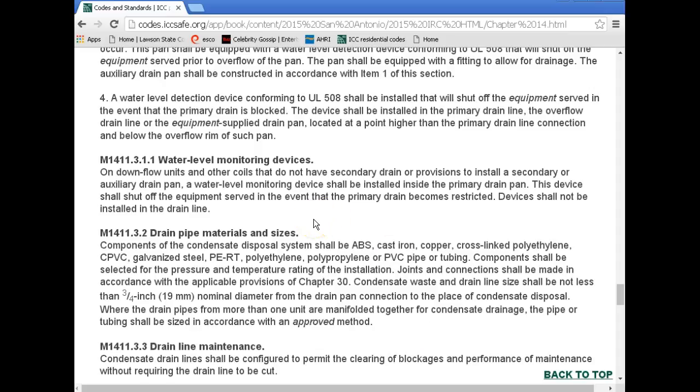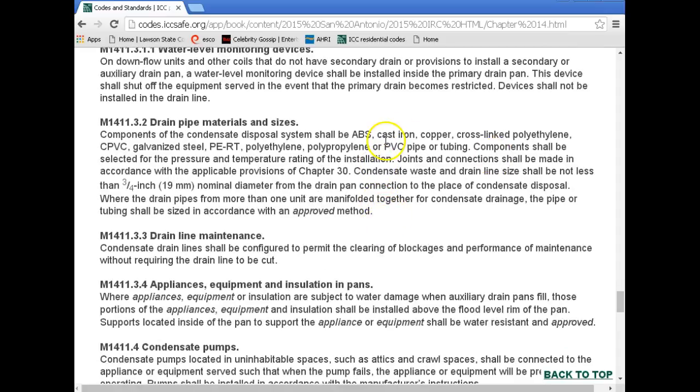Let's see, water level monitoring devices on downflow units and other coils that do not have a secondary drain or provisions to install a secondary or auxiliary drain pan. A water level monitoring device shall be installed inside the primary drain pan. This device shall shut off the equipment served in the event that the primary drain becomes restricted. So you can have a float valve there. Materials, just about anything. Let's see. ABS, cast iron, copper, crosslink polyethylene, CPVC, galvanized steel, PERT, polyethylene, polypropylene, PVC, all those will work.